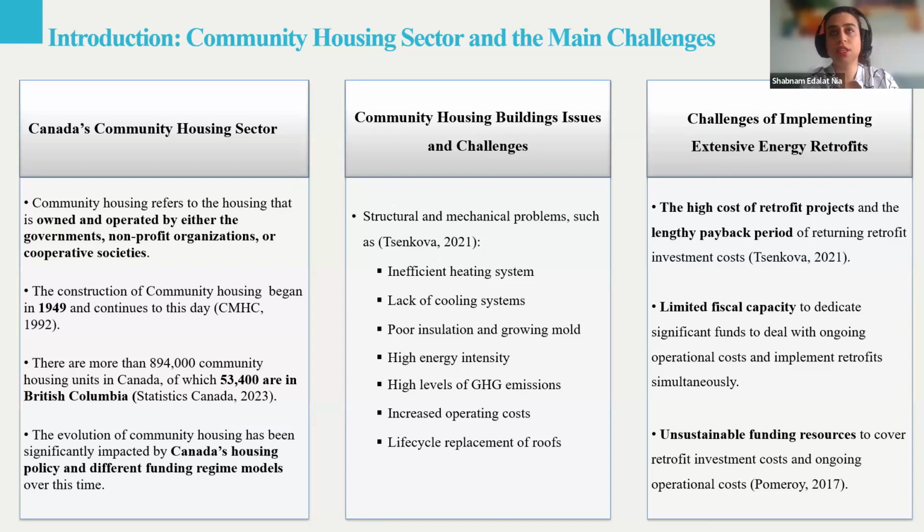As a result, I could say that many of the structural and mechanical problems that we witness today in the existing community housing units, such as inefficient heating systems, lack of cooling systems, and poor insulation, are all actually a legacy of this policy. Although the federal government, under different programs, after a while re-engaged with community housing and prioritized its maintenance and retrofit, there are cost barriers that can prevent the extensive implementation of retrofits in community housing.